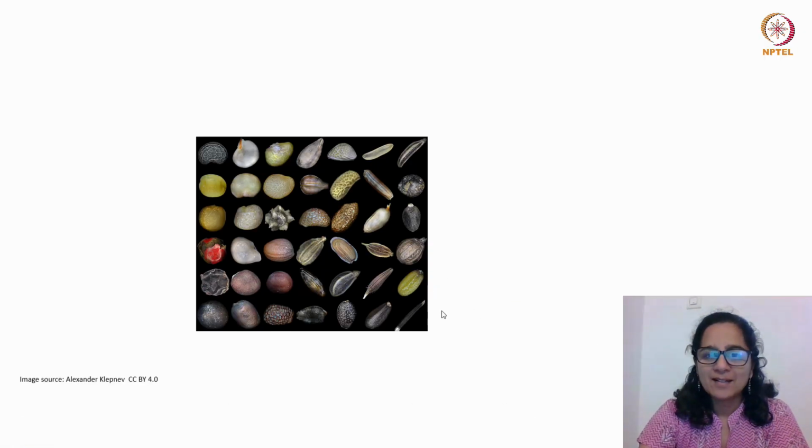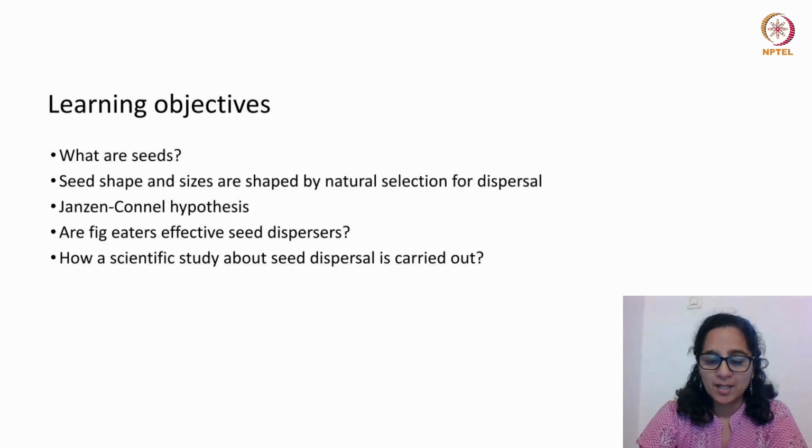Do you know what these are? These colorful and varied structures are seeds from various plants, and these are microscopic images of them. In today's class, we'll look at seed dispersal.